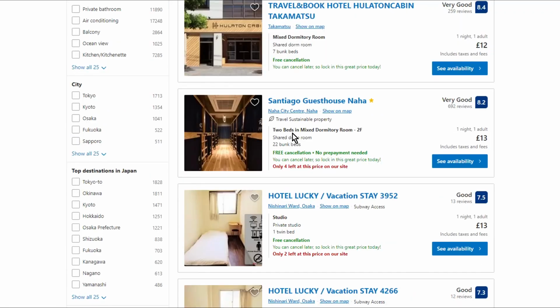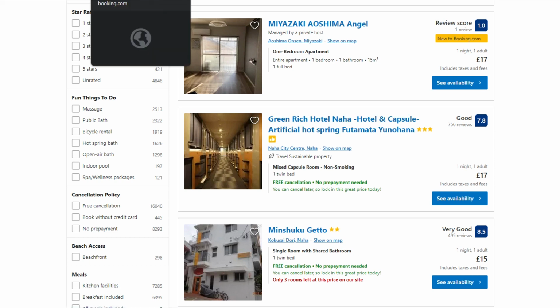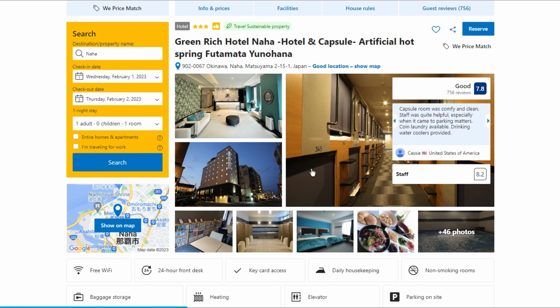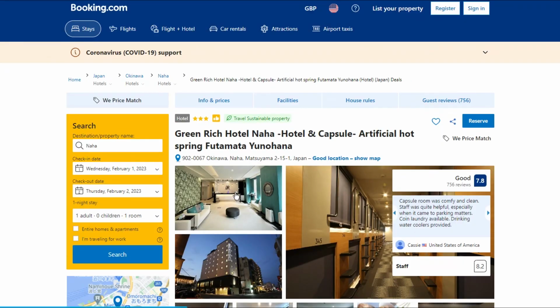Like £5 in Ukraine. Okay, this one here, from what I could tell, seems to be your first proper capsule. Like, there's a few other privacy dorms, which is like a dorm bed with curtains up. This one, I think, is your first actual capsule. And that is £17 a night. So Japan's not really that cheap. Like, for a capsule, you're paying £17.